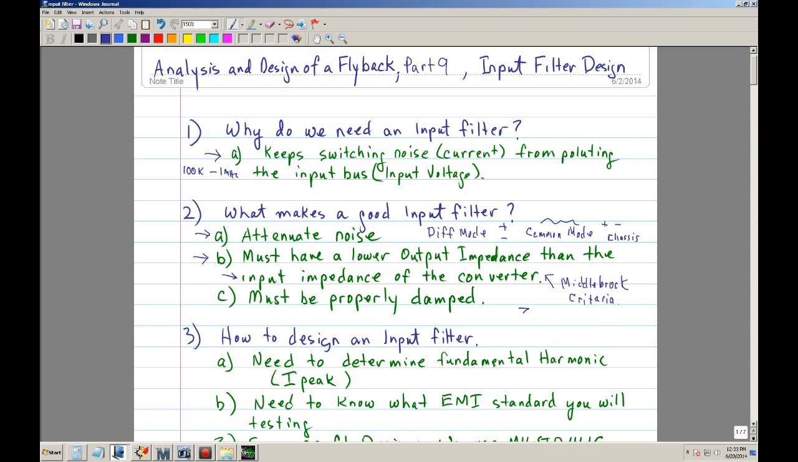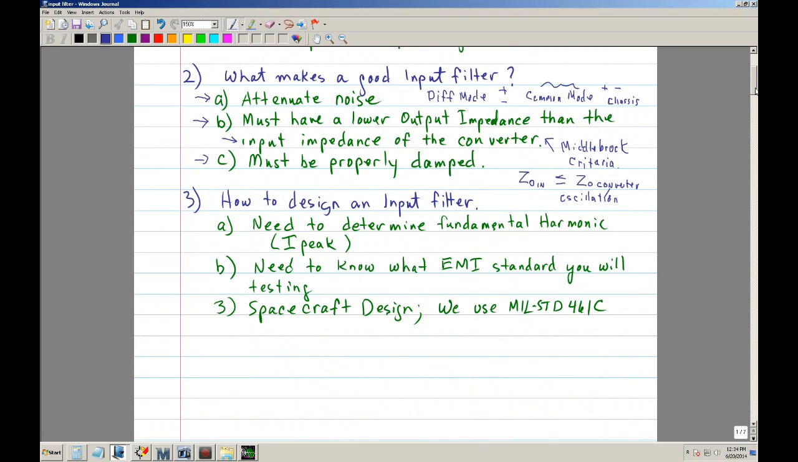So basically, you can say the Z out of the input filter has to be lower than the Z in of the converter. If you don't satisfy this, you're going to have oscillation, and hopefully we'll do a simulation demonstrating that. Another requirement, which is related to the Middlebrook criteria, is that the filter must be properly damped. If your input filter is not properly damped, you're going to have ringing whenever you have a disturbance.